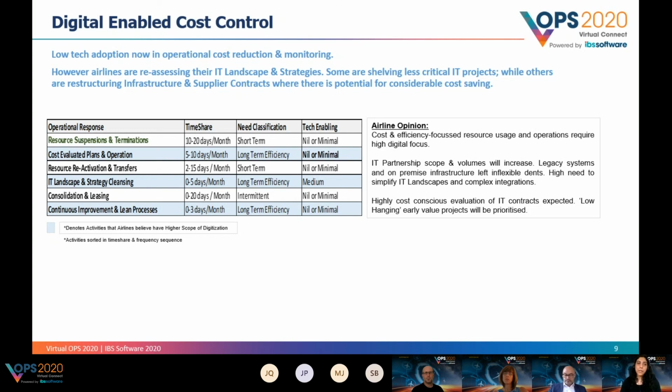There's also, we discuss IT landscape and IT strategy changes that are happening because airlines see a lot of reduction in cost scope. And interestingly, some airlines were thinking about a multi-skilled task force or consolidated operations. This is not a short-term thing, it's more of a long-term thing.